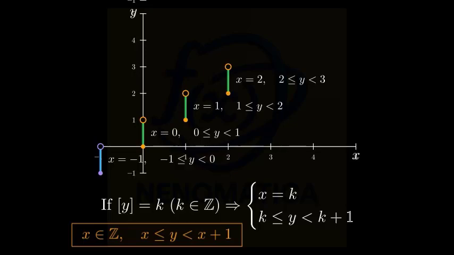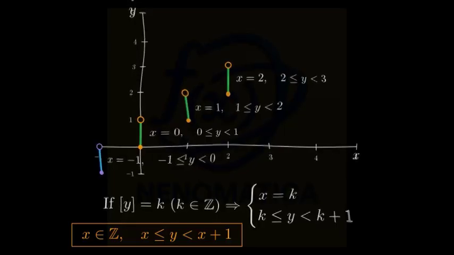Final answer. The solutions of the relation are all points on vertical segments at each integer x equals k, with y between k and k plus 1, including the bottom point, and excluding the top point.